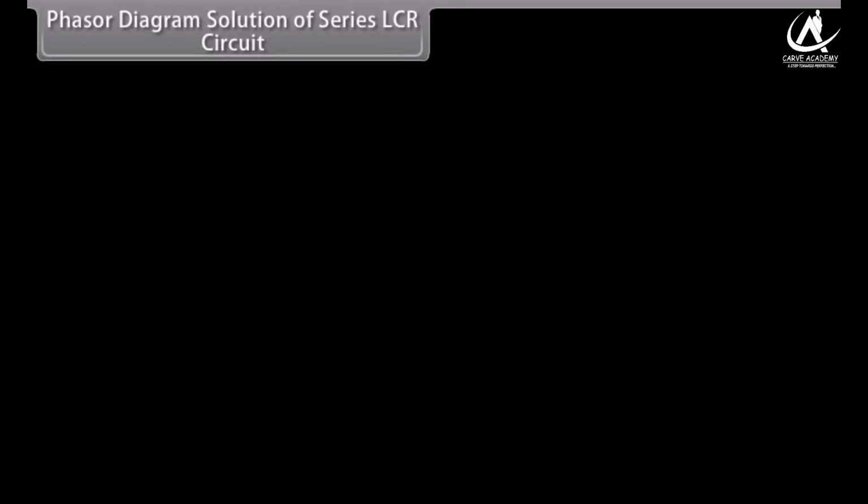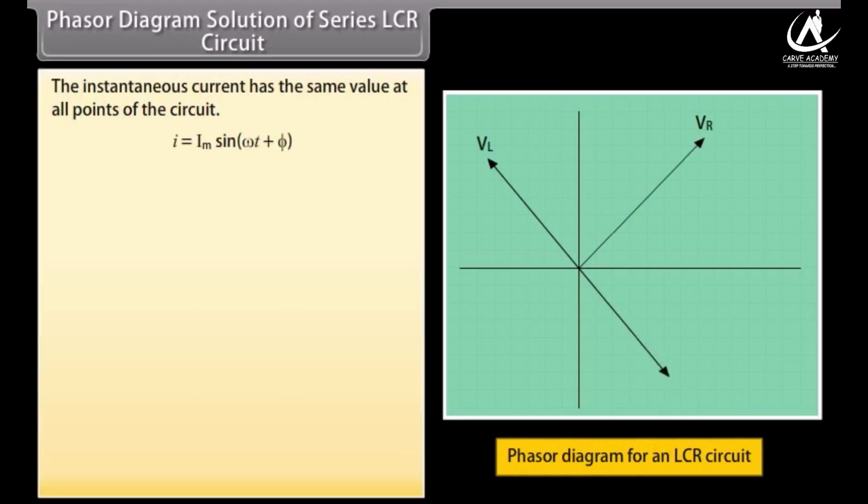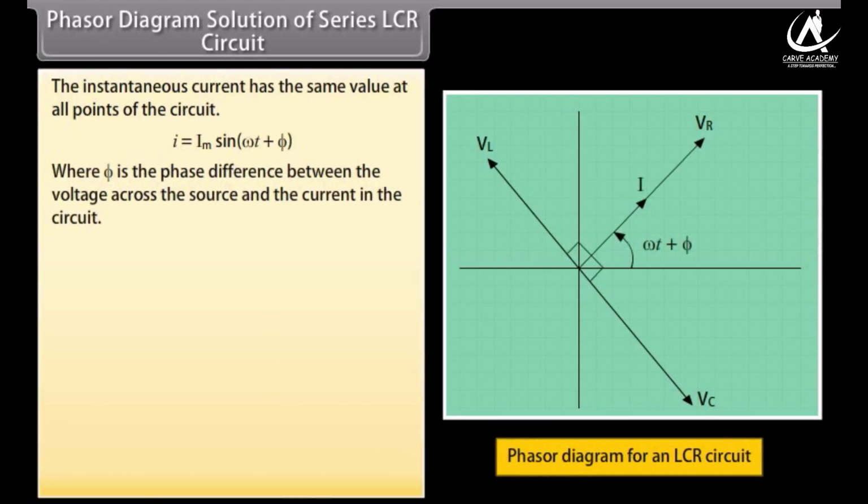Phasor diagram solution of series LCR circuit. The instantaneous current has the same value at all points of the circuit. I = Im sin(omega t plus phi), where phi is the phase difference between the voltage across the source and the current in the circuit.